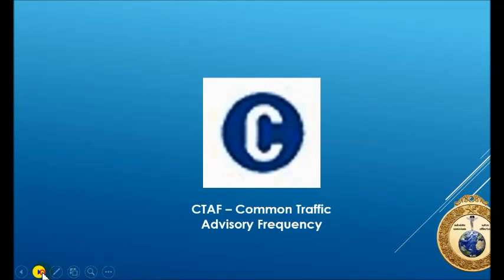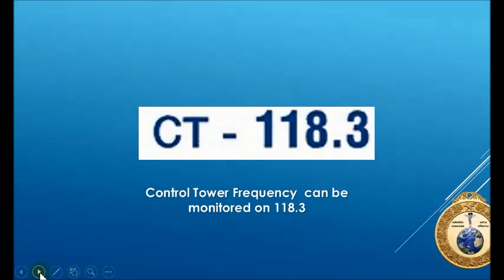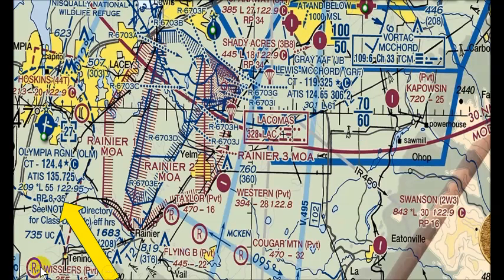Okay, common traffic advisory frequency, and here's the depiction here at Olympia Regional Airport. Control tower, we've been looking at control tower frequencies always. Here's a control tower frequency, 124.4. The difference between towered airports and non-towered airports: towered airports are blue, non-towered airports are magenta, or I just call them red. Here's another, Gray Army Airfield, Lewis McChord, 119.325 is the frequency there.